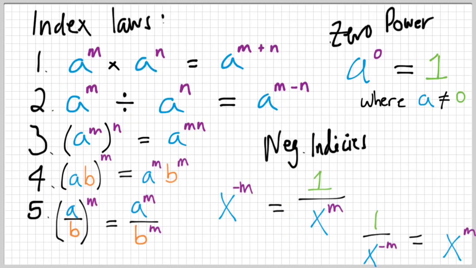And since this is the final video in a series on the index laws, here is a comprehensive list of all the index laws as our current textbook has them listed, 1, 2, 3, 4, and 5, as well as the zero power and the negative indices rules.